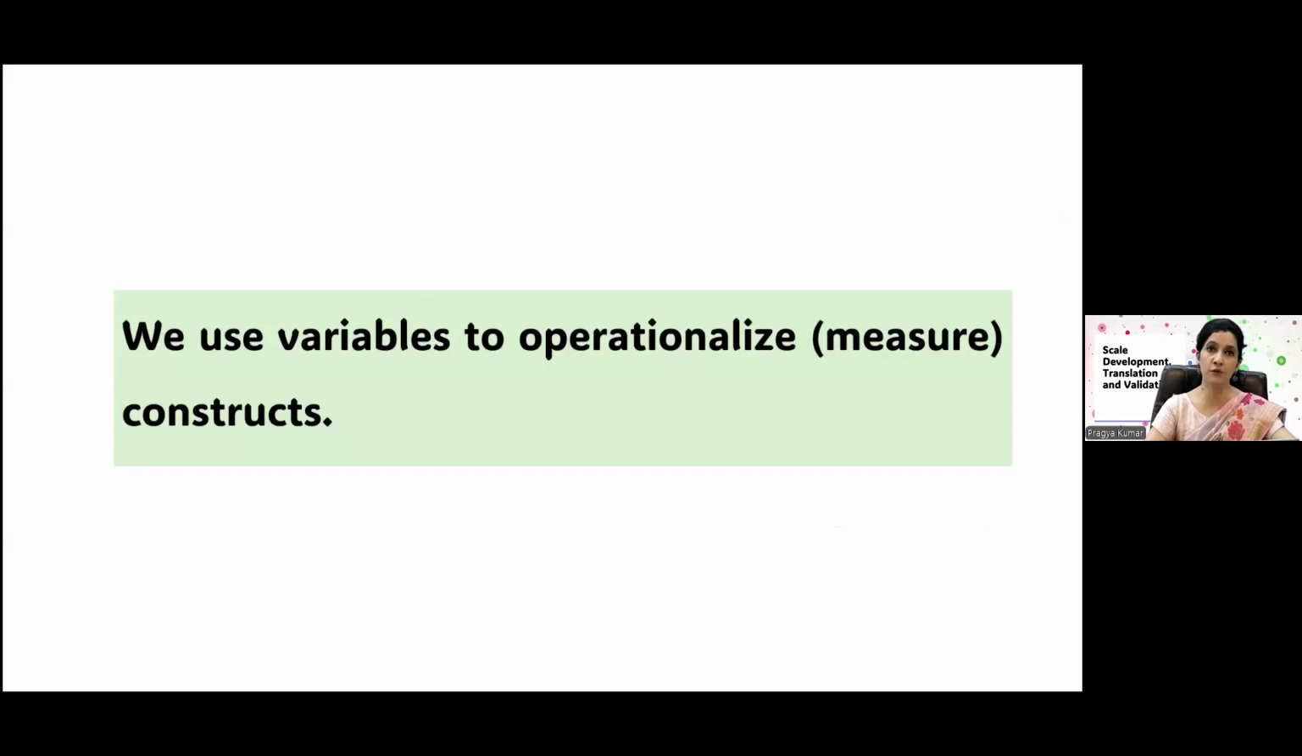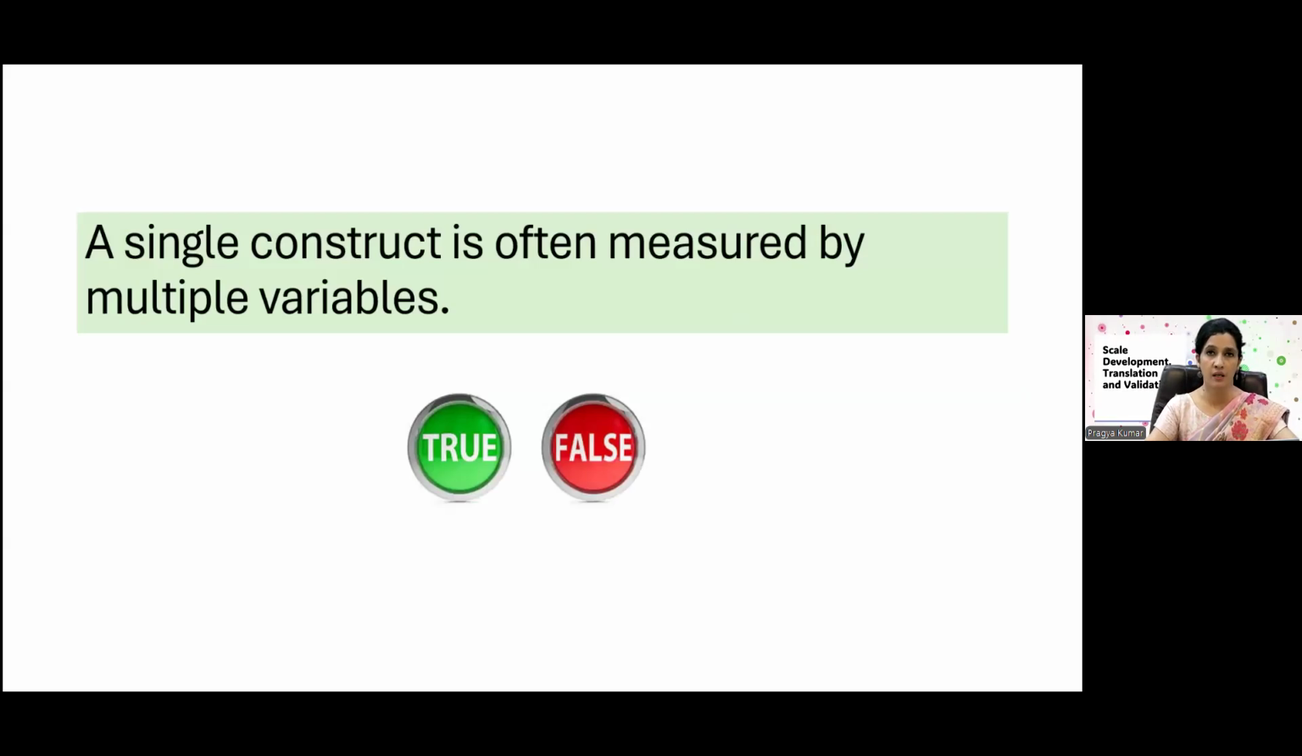So basically we use variables to operationalize the construct. Likewise, you see in dietary quality or depression or self-esteem or socioeconomic status, all those broad things were the construct, and the individual items, or under socioeconomic status the income, wealth and education, were the variables. So this is a question for you. A single construct is often measured by multiple variables. Do you agree with this statement? Or a single construct is measured by a single variable?